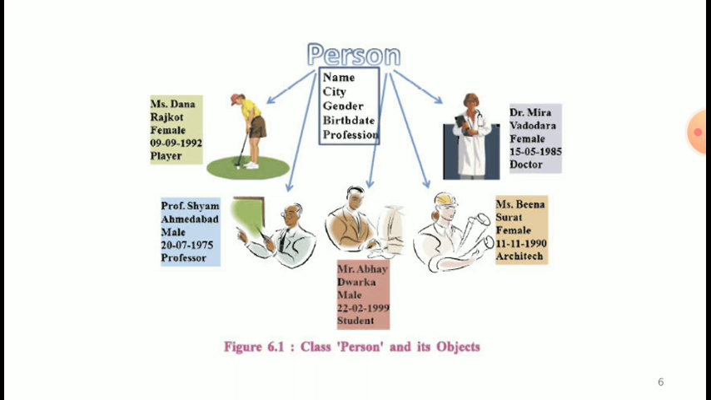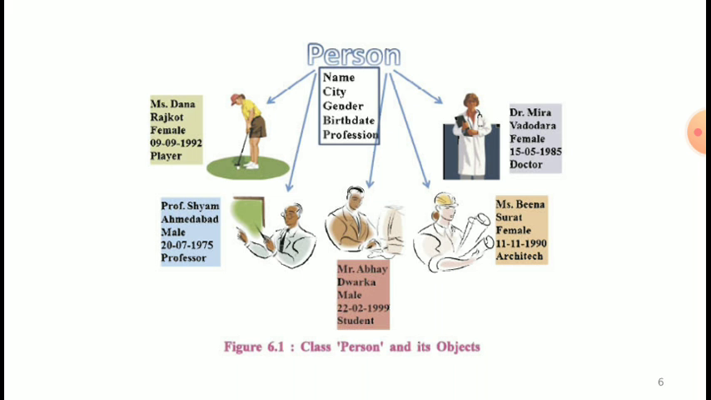The next lady is Dr. Meera, Vadodara, female, 15/5/1985. Her profession is a doctor. And next is Professor Syam. City is Ahmedabad. Gender is male. Birth date is 27, 1975, and profession is a professor.